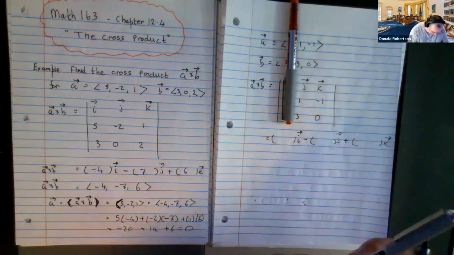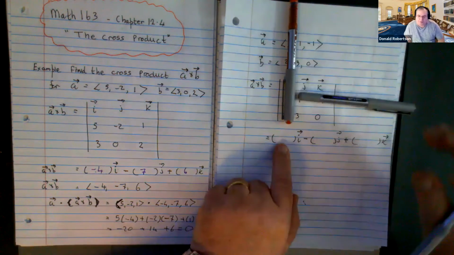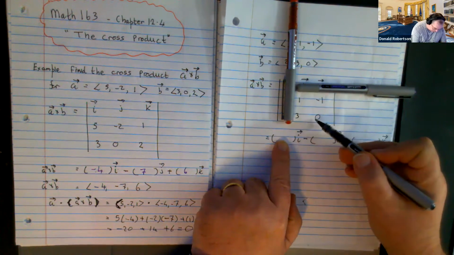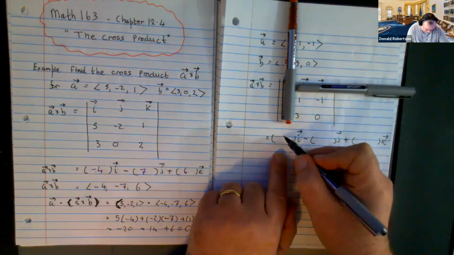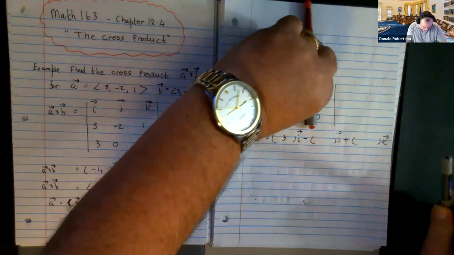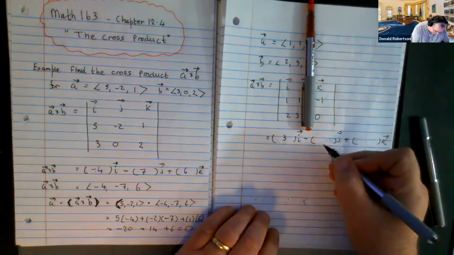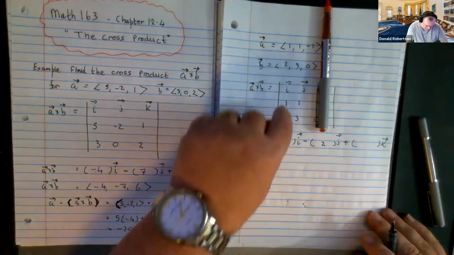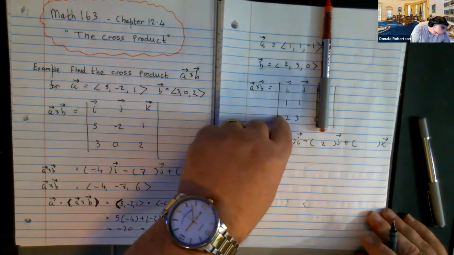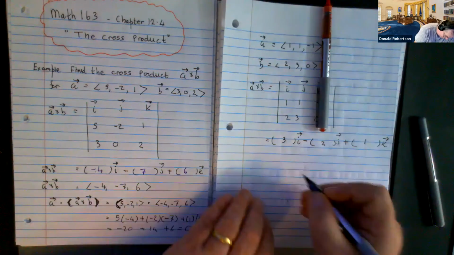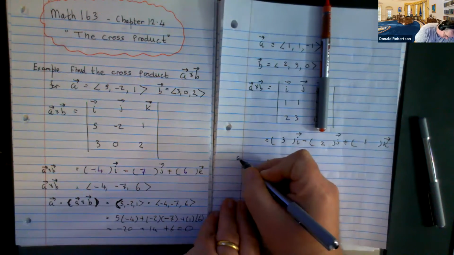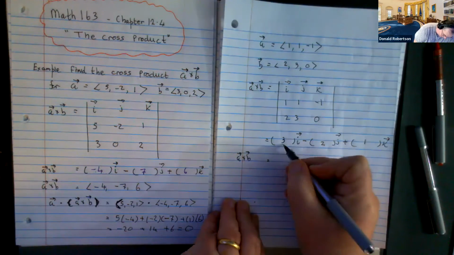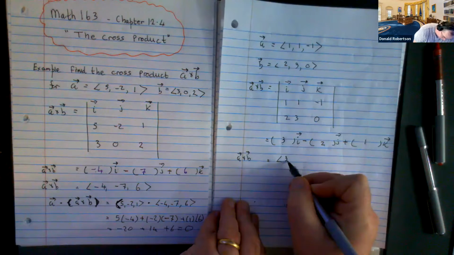You want the i component: cover up the column, major diagonal, nothing, take away -3, gets you 3. For the middle one, nothing, take away -2, gets you 2. Cover up the last one, you get 3, take away 2, leaves you with 1. The cross product would be 3, -2, and 1.